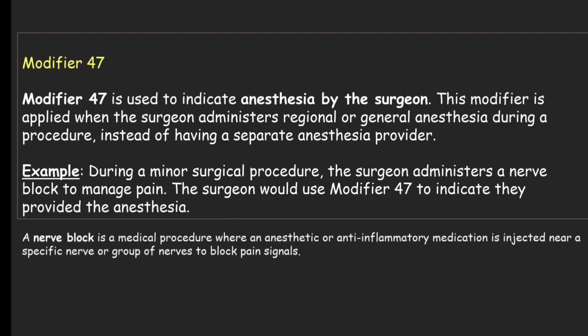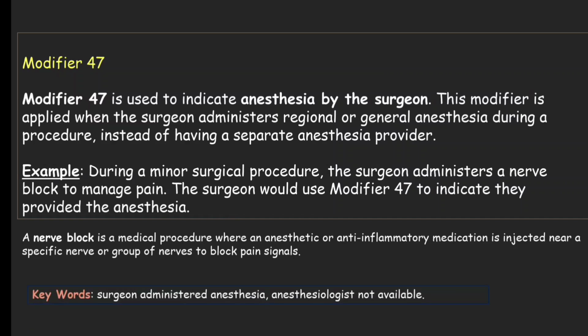So what is a nerve block? A nerve block is a medical procedure where anesthetic or anti-inflammatory medication is injected near a specific nerve or group of nerves to block pain signals. So in this example, during a minor surgical procedure, the surgeon administers a nerve block to manage pain. That's why the surgeon is using Modifier 47 to indicate that they provided the anesthesia. Let us see the keywords. The keywords are surgeon administered anesthesia and also anesthesiologist not available.